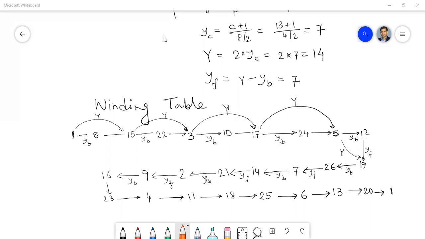Sir, for low voltage, high current, we can go for lap winding. Why? Sir, in lap winding, the number of parallel paths is equal to the number of poles. So, sir, there will be more parallel paths. Okay, so the net voltage might be low.